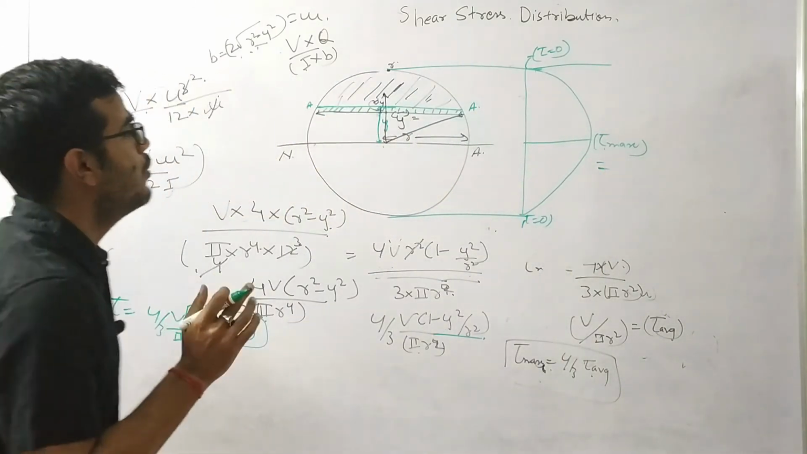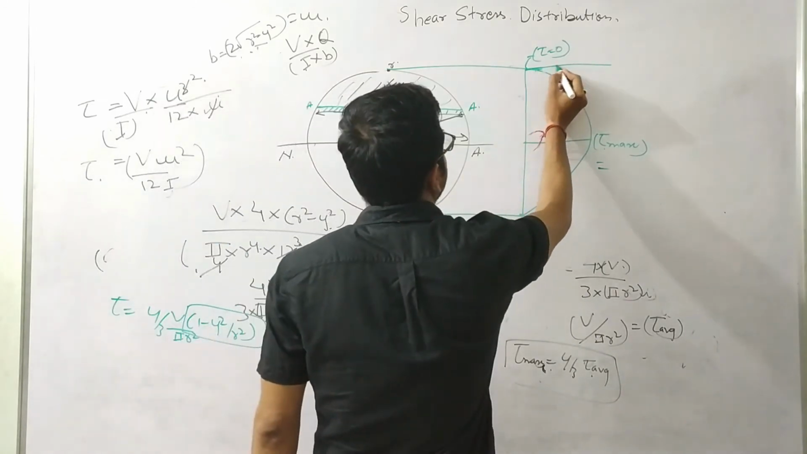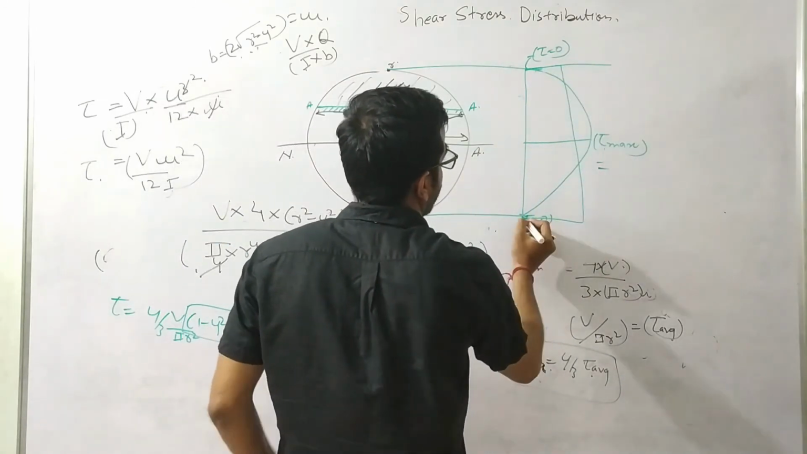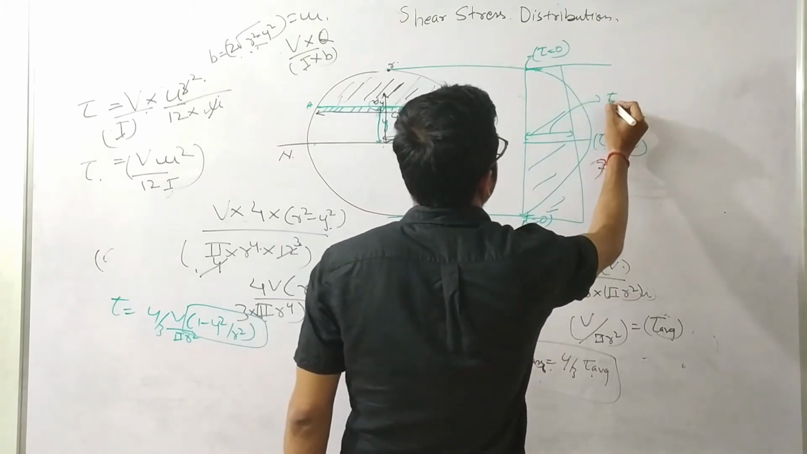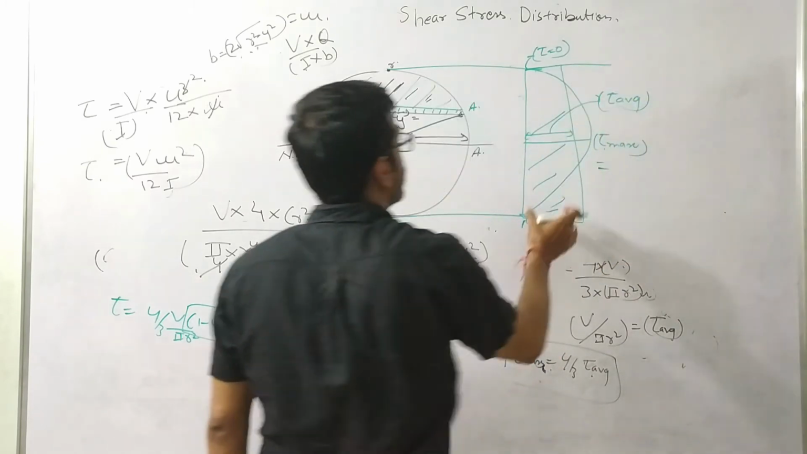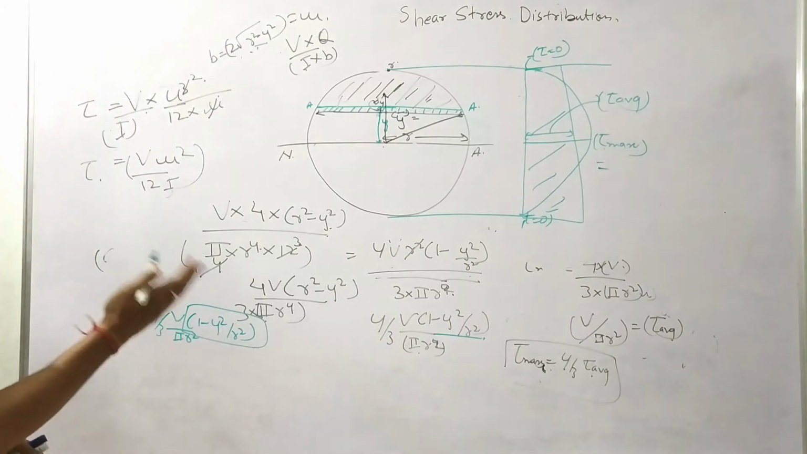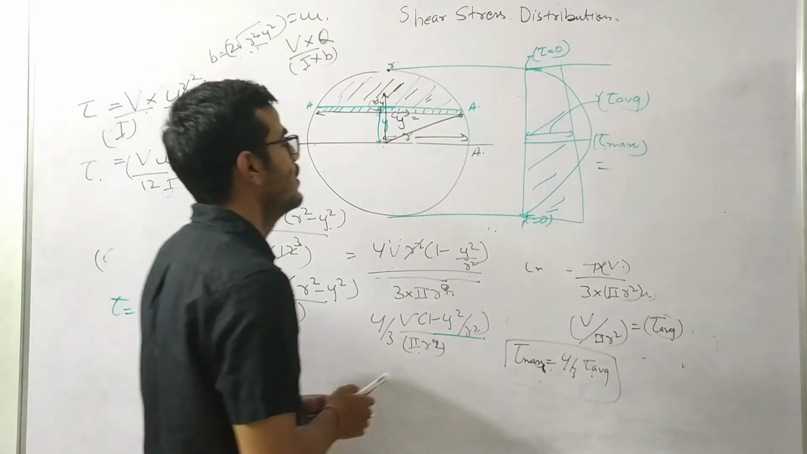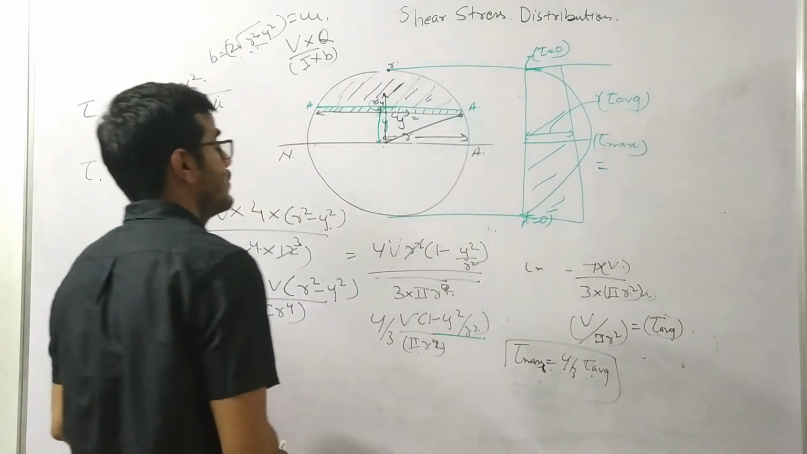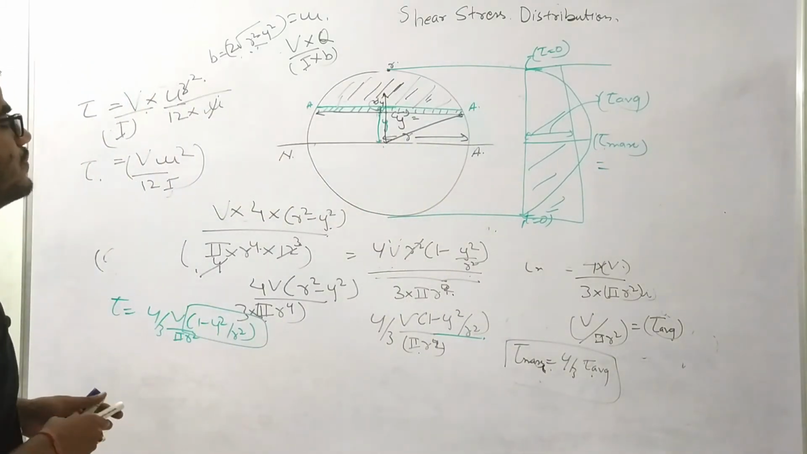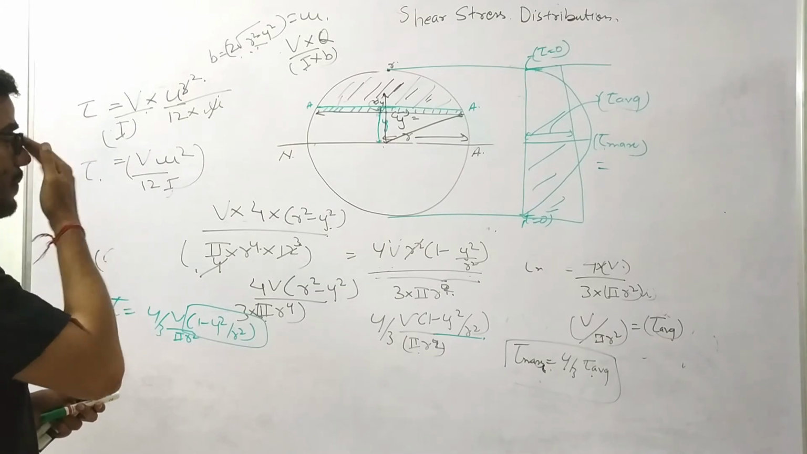Now, this is what you know: this is tau average. It is uniform across the cross section. For simpler calculation we are using tau average, but at the center portion I am getting the value tau max. So this is basically the variation of the shear stress distribution across the cross section.